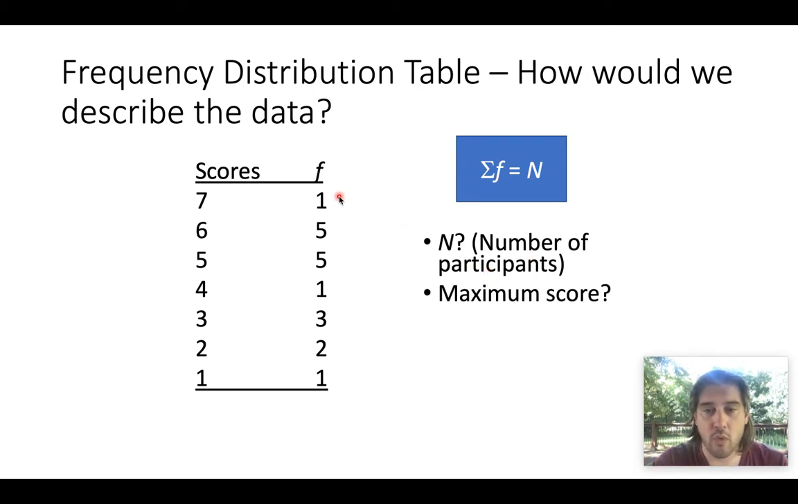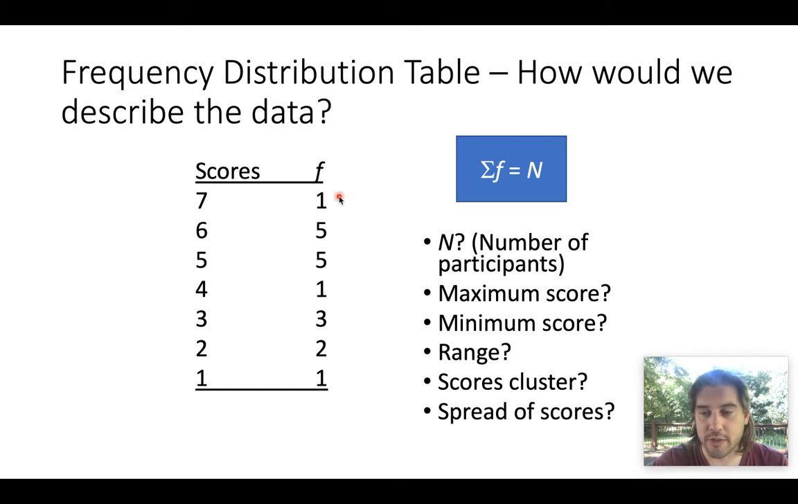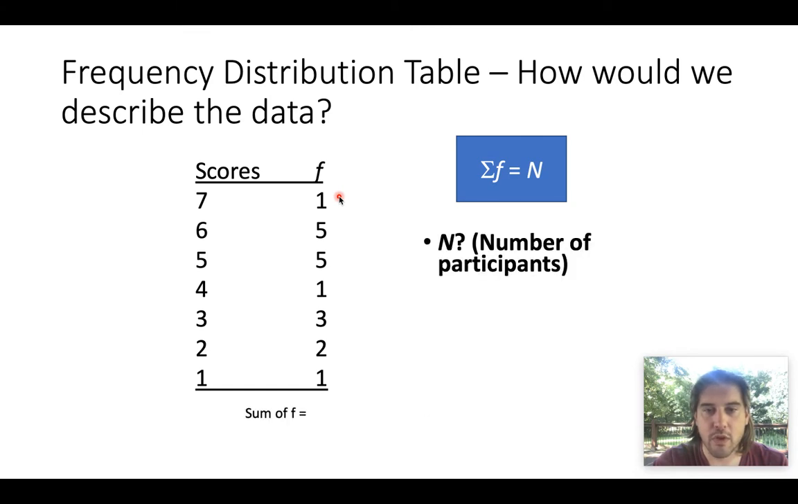So we can do some other things too that we'll get to in a second. We want to know the number of participants. We just add up all of our Fs, and boom, we have 18 participants. Easy enough. That's the first thing we can do to describe our data.